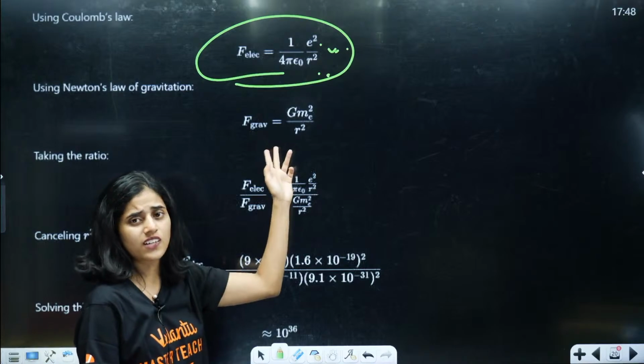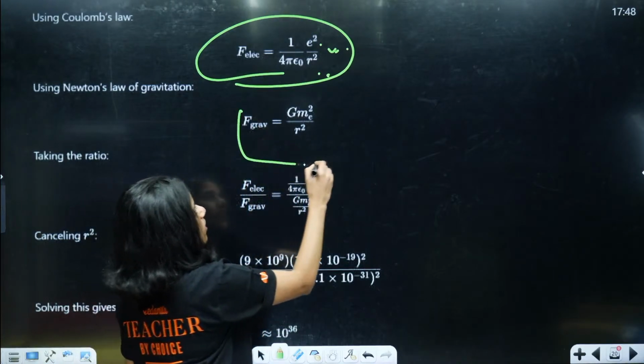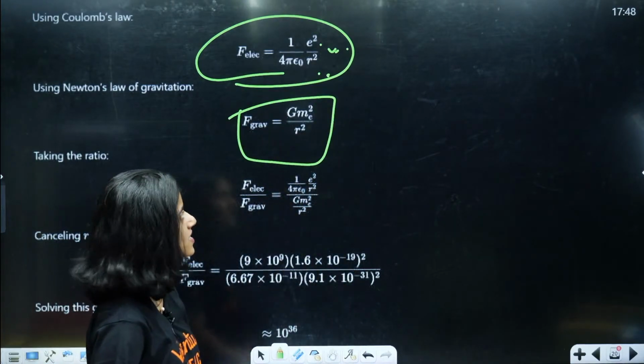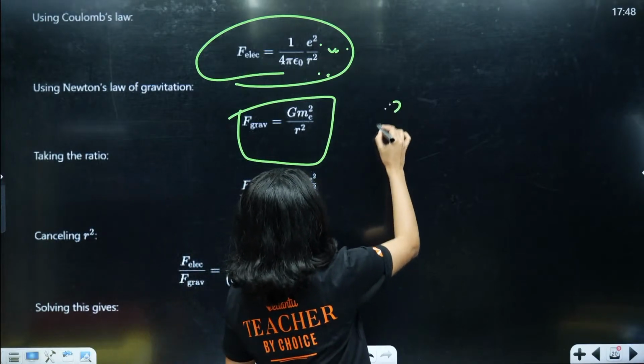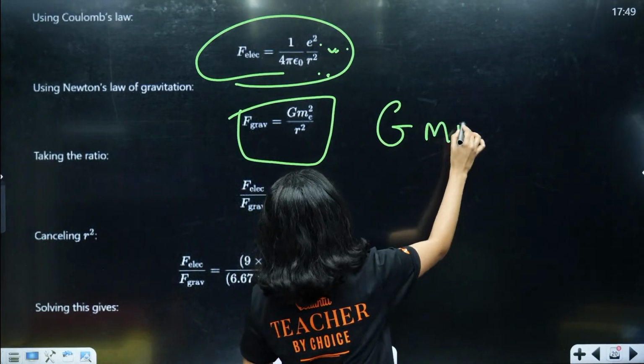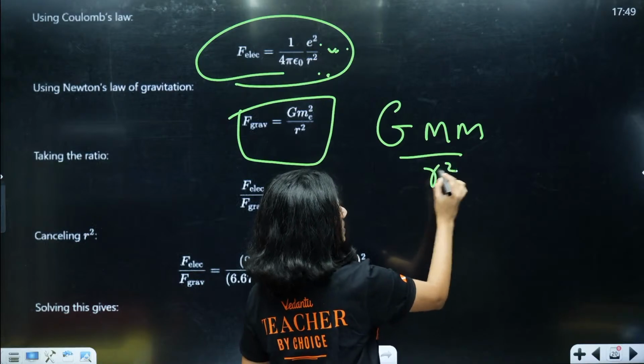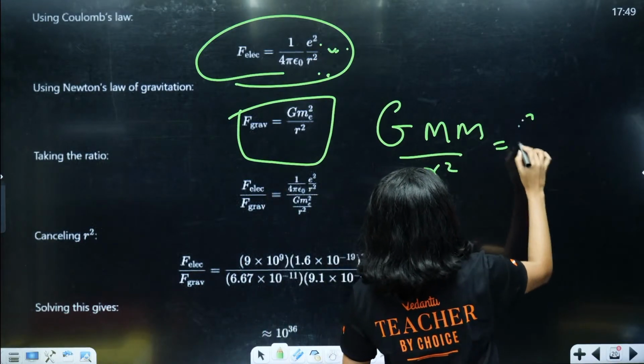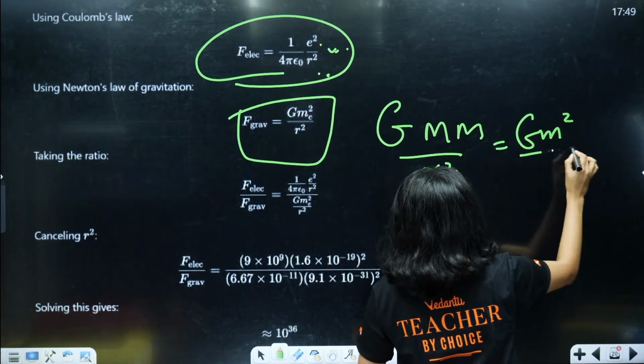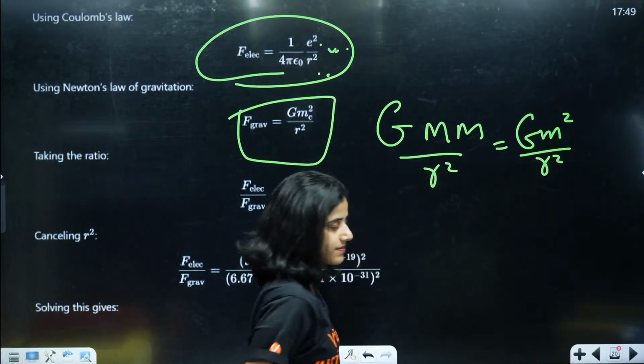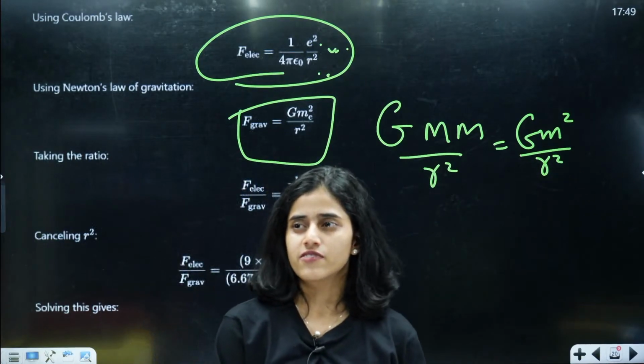Now this, I think you've learned last year, the formula for universal gravitation: G m m by r square, which is G m square by r square. Now what we will do is divide these two.